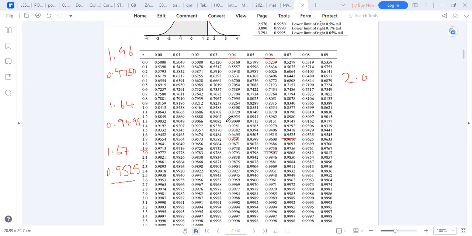We go under 2.0, check under 2.0 here. Under 0.00, this is 0.9772. All right. These readings from this table. Now, it is important that you understand how to read this table because it is your guide to a lot of things.